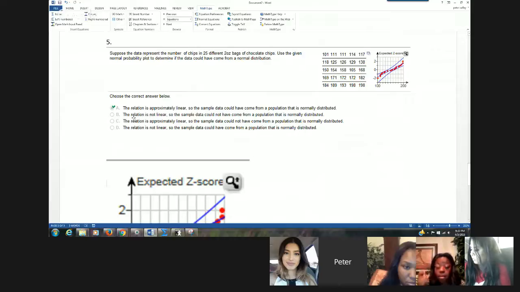B right here says the relationship is not linear, so it could not have come from a normal population. If the data is not linear, then B could be a good choice, depending upon if the data is crazy or not. And I think C and D kind of mix the two statements up, so C and D would never be picked. It's either going to be A or B, depending upon the type of graph that you get.